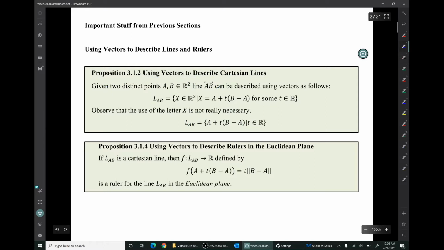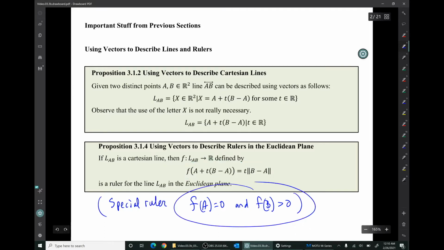We also discussed in section 3.1 using vectors to describe rulers for lines in the Euclidean plane. A formula for a ruler for line AB is given by this. It's closely related to the expression describing line AB using vectors. And we discussed that this ruler is what's called a special ruler for that line. It's a ruler that has A as origin and B positive. That is, the ruler satisfies this.